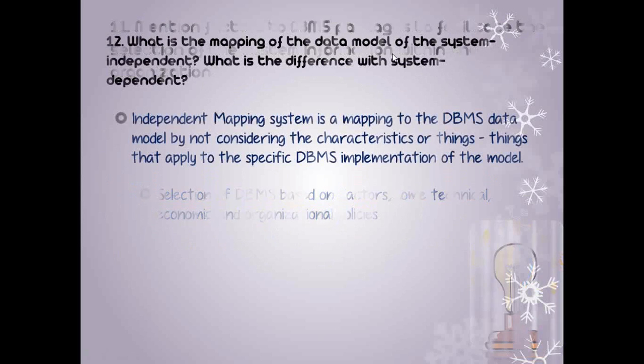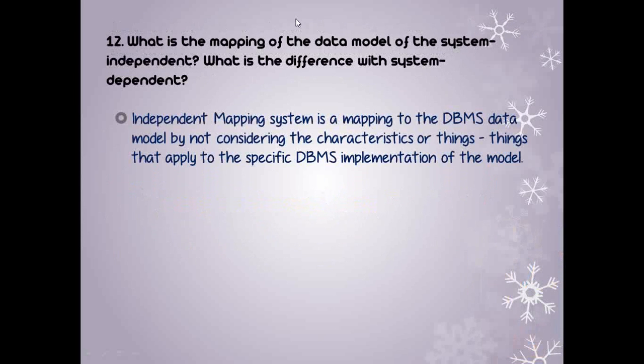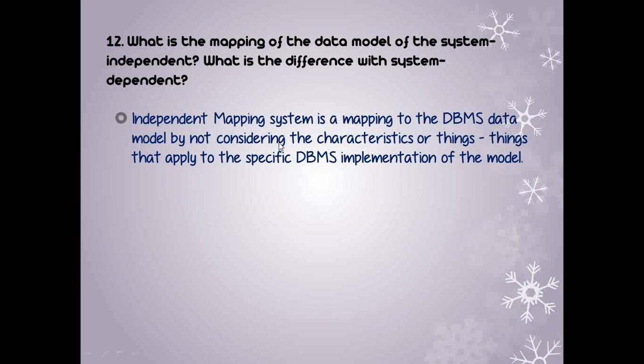And question number 12. What is the mapping of the system independent data model? What is the difference with system dependent? Independent mapping is a mapping to the DBMS data model without considering the characteristics or things that apply to the specific DBMS implementation of the model. So, dependent mapping considers the characteristics that apply to the specific DBMS, while independent mapping does not.